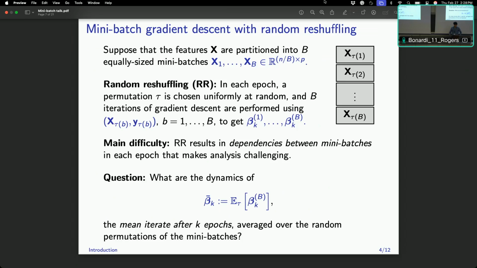So the main question we'll look at is what are the dynamics of the parameter that is learned after k epochs. We'll look specifically at the mean iterate that is learned. Rather than looking at the stochastic parameter, which would involve more stochastic processes, we'll look at the mean, which is a concrete vector we can track, where the averaging is over the random permutations in each epoch.